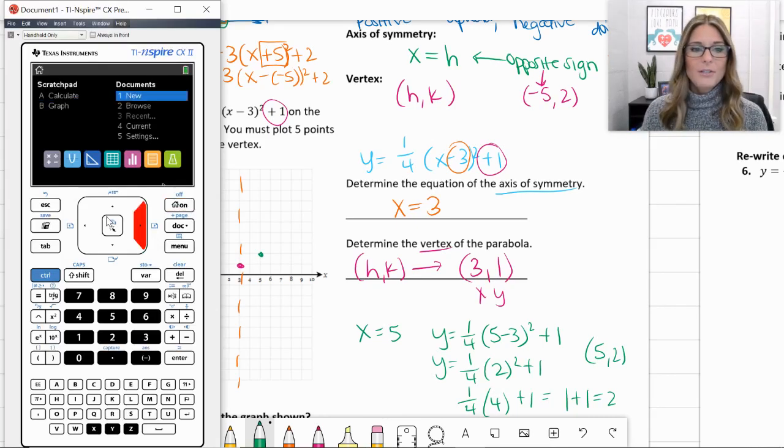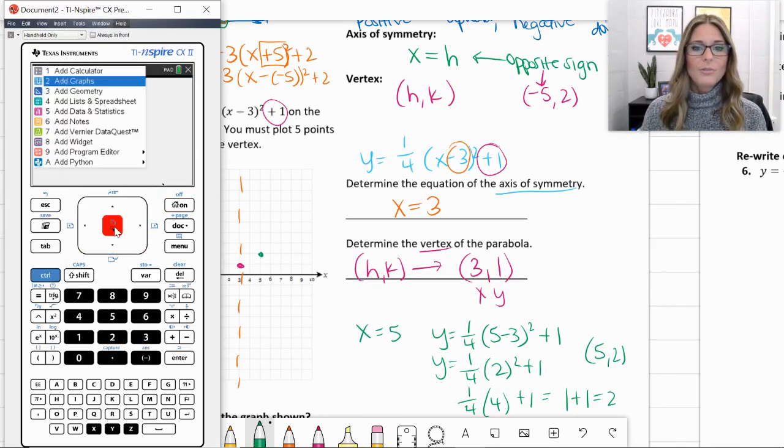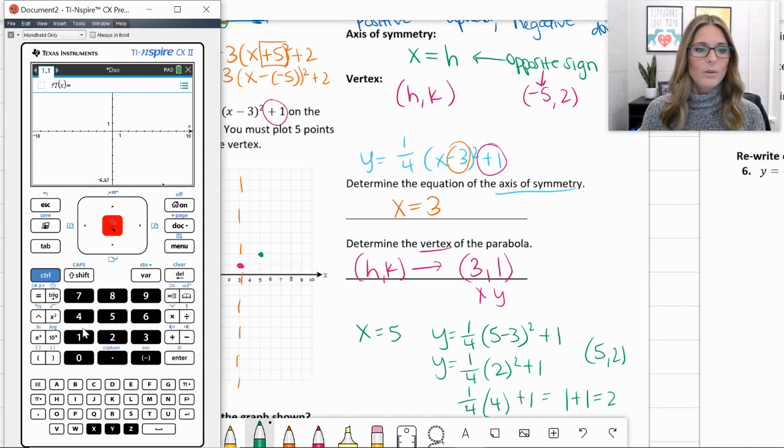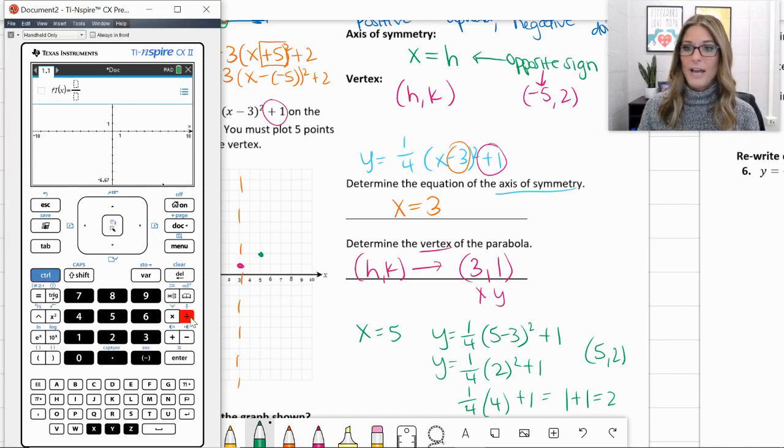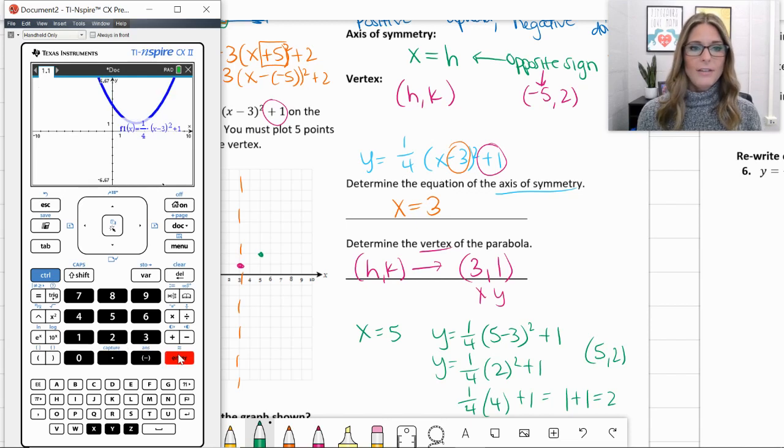From our home screen, we're going to do a new document and we are going to add graphs. I'm going to graph y equals. I like to use the fraction boxes. You can get that from Control Divide. It will give you numerator and denominator fraction boxes where we can clearly type in a 1/4, arrow out of that and create some parentheses for x minus 3. Arrow out of our parentheses, square that, and then you want to plus 1. 1/4 quantity x minus 3 squared plus 1, graph it.